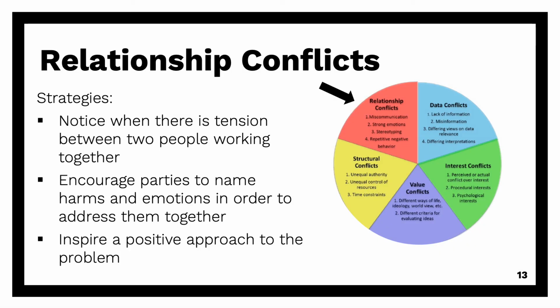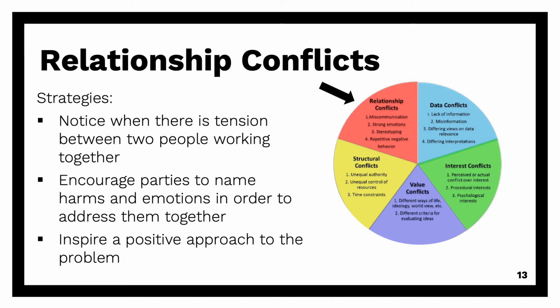If you find this occurring, you should try to resolve the relationship conflict, and here are some strategies to do so. First, notice when there is tension between you and someone you're working with, and then have the courage to name the conflict and to address the conflict with that person. When doing this, try to focus on discussing emotions and naming any harms that you have experienced. For example, you might say, I felt hurt when the executive board decided to go out to dinner and didn't invite me because it made me feel like I wasn't a valued member of the team.